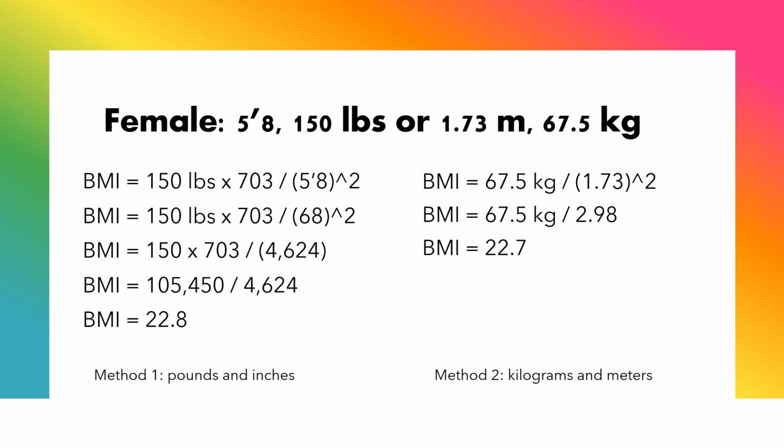So if we follow the math through on the right side of the equation, again, the height is always squared in the denominator, or the bottom portion of the equation here. So you'll take 67.5 kilograms divided by 1.73 meters, height squared. You're going to follow the math through, and then you're going to get a BMI of 22.7. Now, I was doing some rounding and things like this, but you get the idea. The answer is essentially the same.